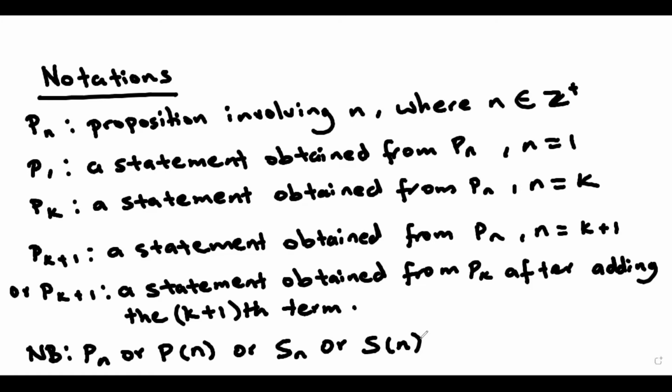All right, so these are some notations that we usually use. So P subscript n is the proposition involving n, where n is in the positive integers. P subscript 1, a statement obtained from Pn, where n is equal to 1. Pk, a statement obtained from Pn, where n is equal to k. Pk plus 1, a statement obtained from Pn, where n is equal to k plus 1. Or Pk plus 1 is a statement obtained from Pk after adding the k plus 1th term. Now, instead of P subscript n, we can have P bracket n, or we can have S subscript n or S bracket n. So these are just the notation that we use.